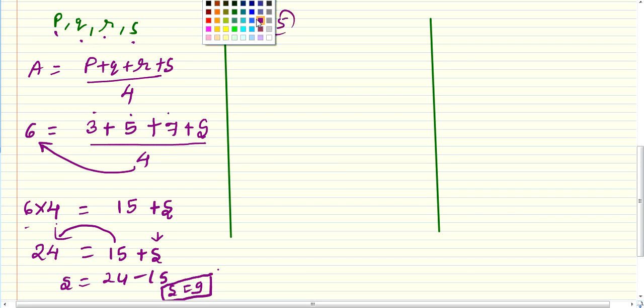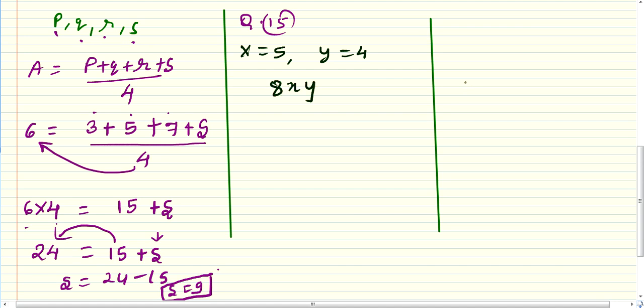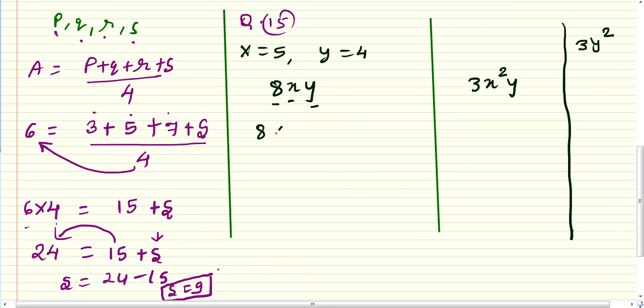In that question number 15, x equals 5, y equals 4, and we have to solve 8xy, 3x square y, and one more question, 3y square. So 8xy means 8 into x into y.